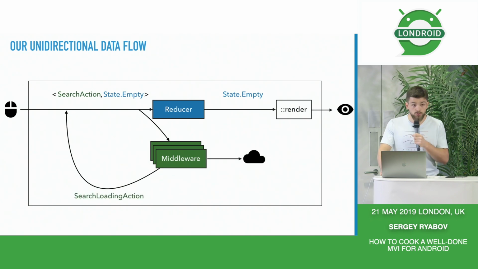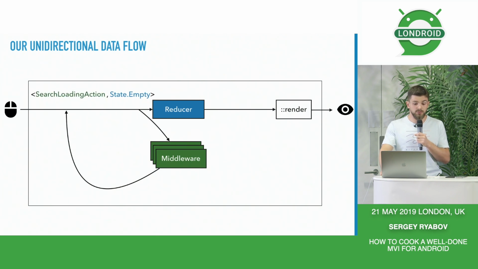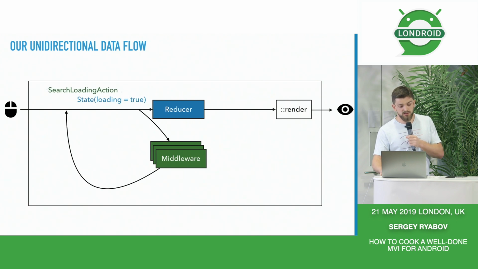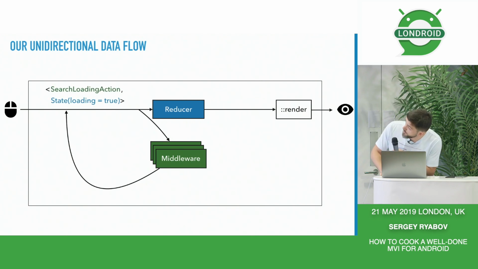And that will go to middleware then. Middleware will fire a network request and emit a loading action. That will go to the beginning and be mapped again to our state. This new pair will go through the reducer, and the reducer says, okay, let's show the loading indicator. This will be rendered, the indicator will be shown, and at some time our state will change.